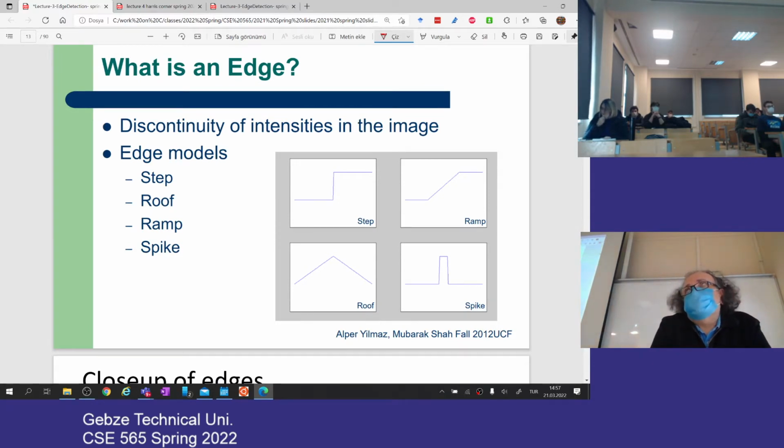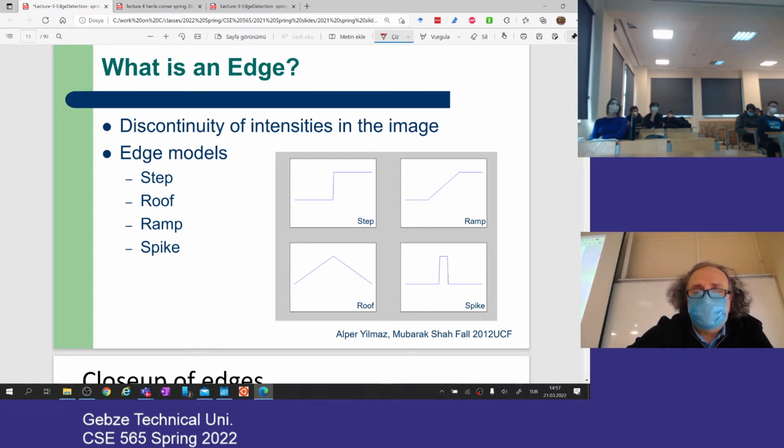Our images are two-dimensional, and we like to talk about the two-dimensional world, but it is kind of difficult to draw two-dimensional edges and so on. So we like to talk about the edges in one dimension, and later generalize these ideas to two dimensions, because drawing stuff in one dimension is very easy compared to two dimensions.